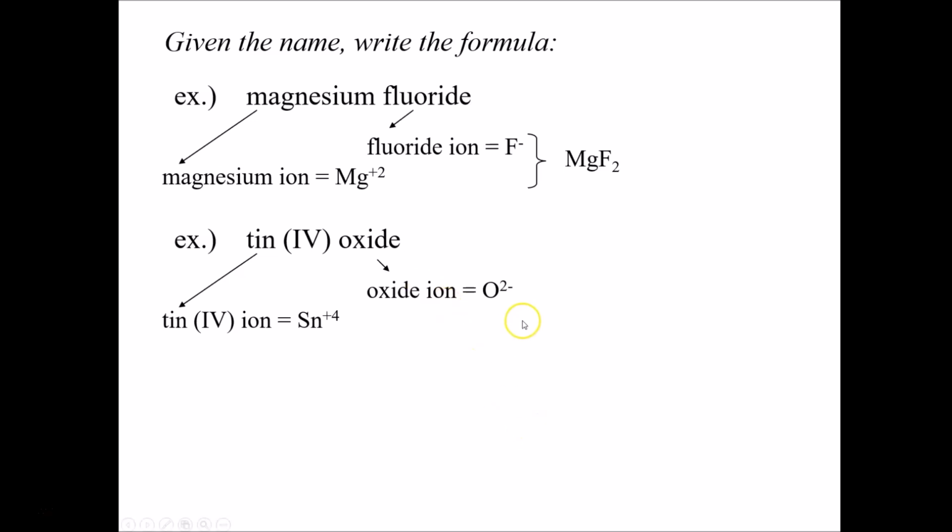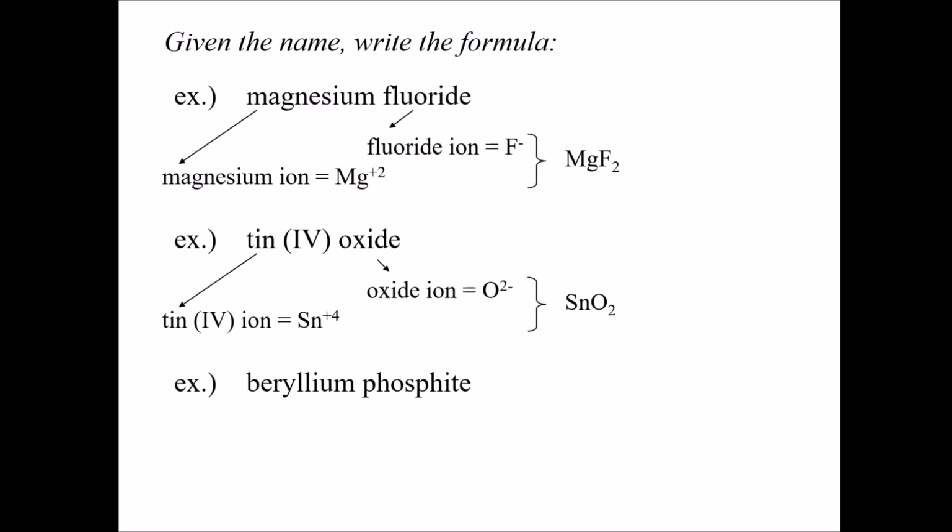So now we have to do our crisscross method. So crisscross would tell us that there's going to be 2 Sn's and 4 O's. But wait a minute. You remember when we do crisscross, we have to reduce. Can you reduce 2 and 4? Yeah, you can reduce 2 and 4. This would be reduced to 2. This would be reduced to 1. So it's not Sn2O4. It's just SnO2 because you have to reduce it. All right? All right, last one.